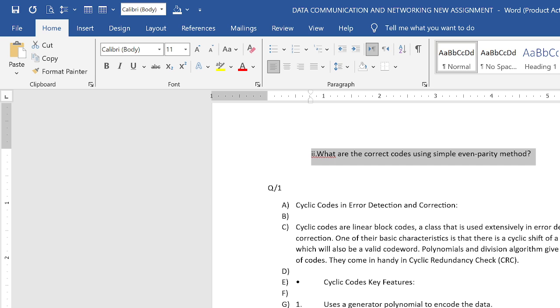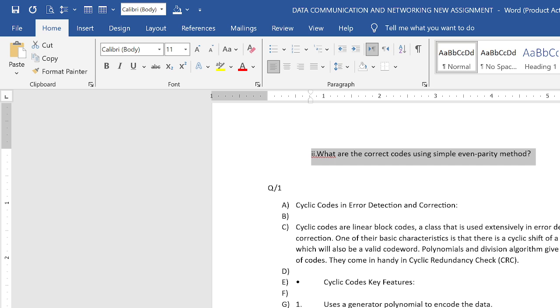CRC is a method for detecting errors in digital data. It involves the following steps. So we have the sender side and receiver side. Sender side: append a number of zeros equal to the degree of the divisor polynomial to the data word. Perform binary division of the data word by the divisor generator polynomial. Append the remainder of the division, called the CRC, to the original data to form the code word.